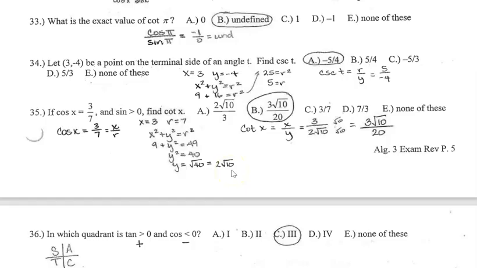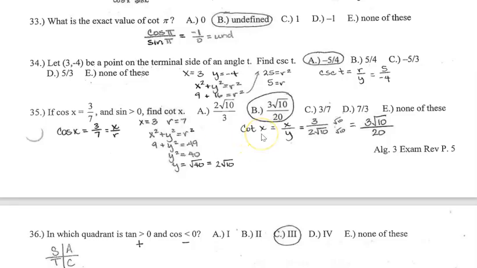Again, this can be positive or negative. It's going to depend on the quadrant that we're in. To figure out the quadrant, they told us that cosine is positive, because that's a positive 3/7. And they also told me sine is positive. So the only place sine and cosine are both positive is in the 1st quadrant. So if I'm in the 1st quadrant, then I know my answer is going to be positive.